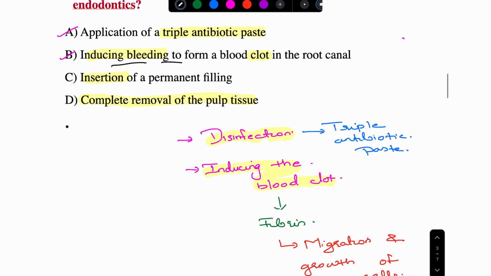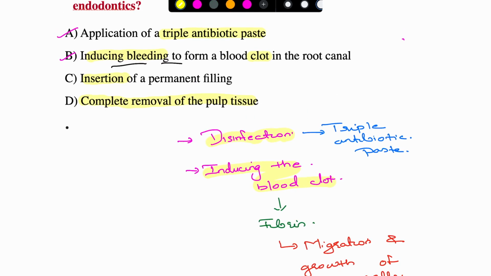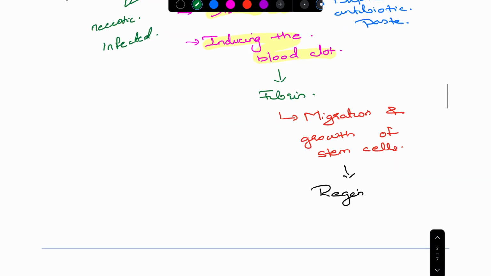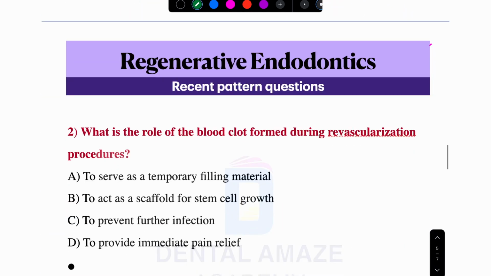Now as I've told you, there are two more options remaining. Insertion of permanent filling. Now this has to be done anywhere, isn't it? Any endodontic. Complete removal of pulp tissue. Now this is a typical thing which we do in your conventional root canal treatment, isn't it? When you're doing a vital endodontic therapy or when you're doing your regenerative endodontics especially, you don't remove the entire pulp. Your purpose is just to remove necrotic infected pulp. Okay, necrotic or infected pulp, you don't remove the entire. Complete removal is a part of your older versions of your root canal treatment. So that was that question.